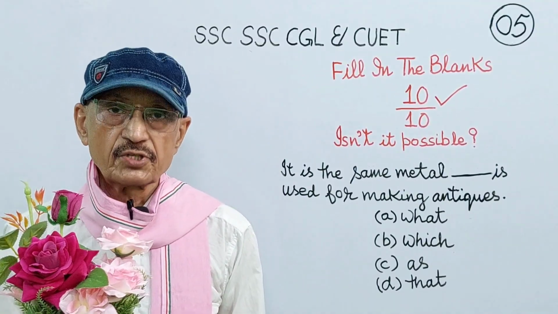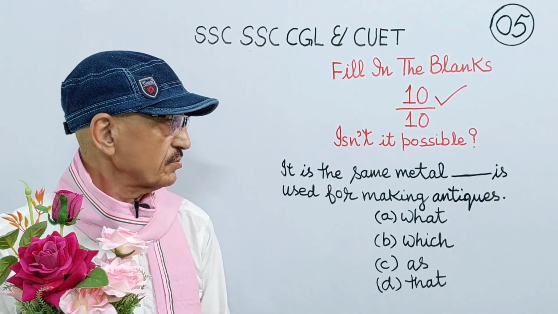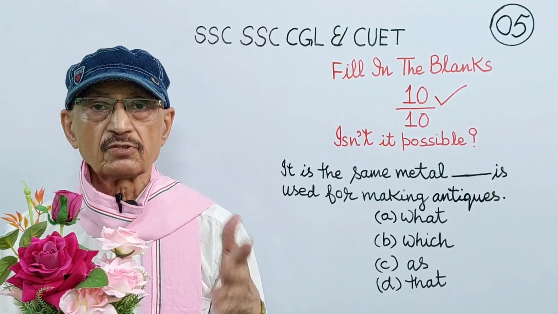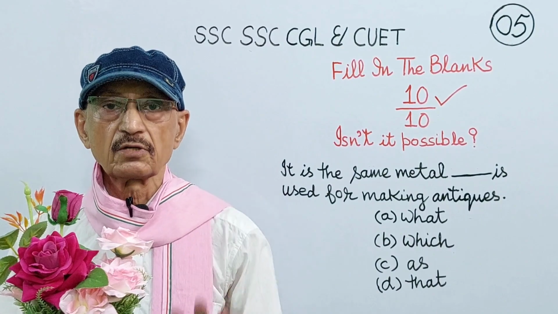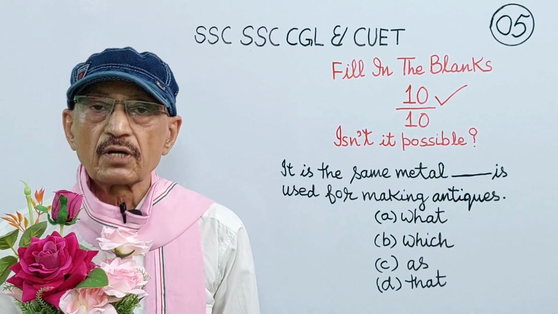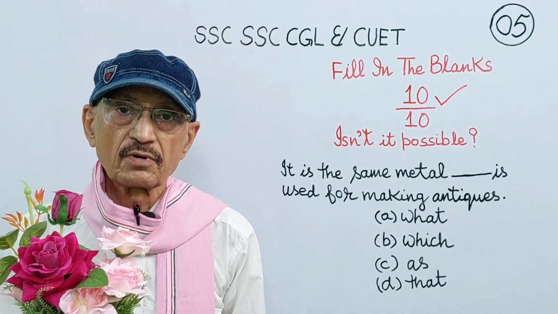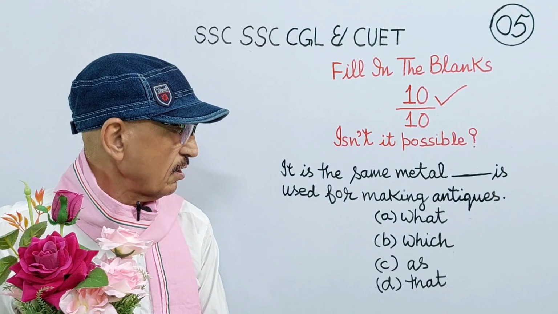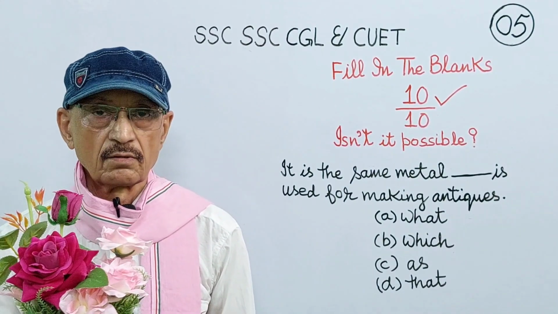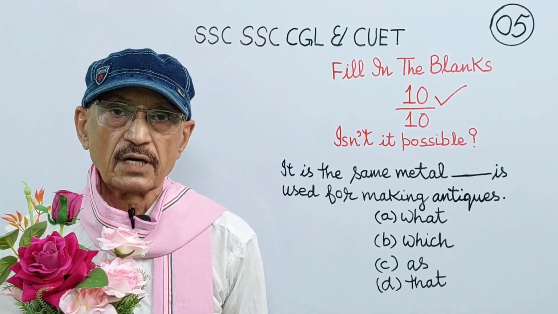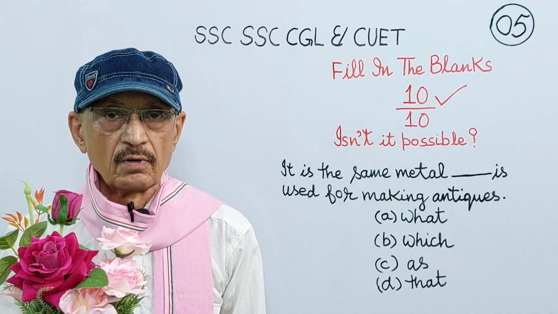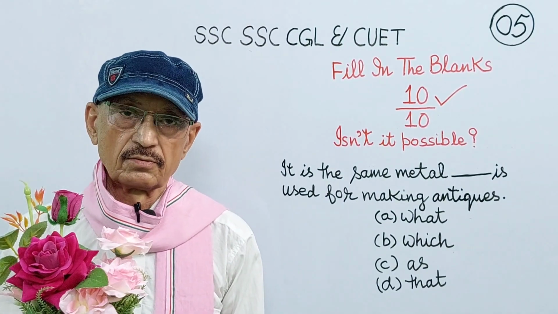It is the same metal, blank space is used for making antiques. Antiques का मीनिंग है things, objects, articles belonging to a long past or belonging to ancient times. There is a group of 4 alternative relative pronouns here. They are what, which, as, that. Remember one thing, as is also used as a relative pronoun. It is an adverb and a conjunction also.